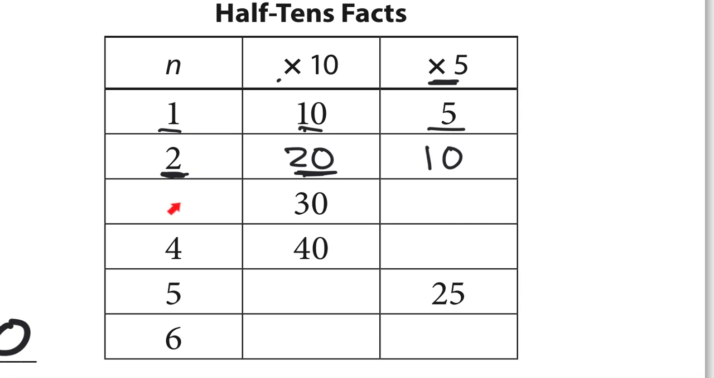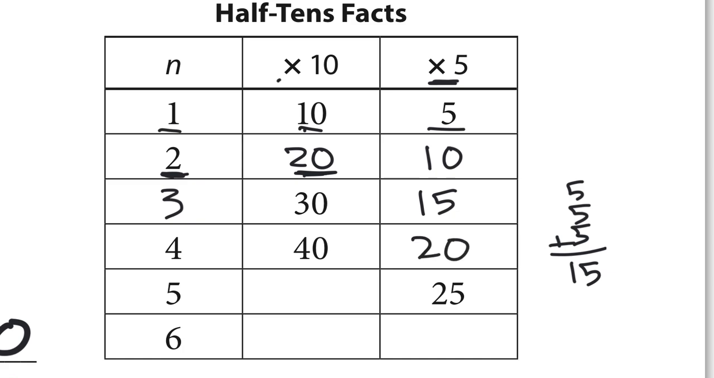So here we go. This number times 10 is 30. Well, 3 times 10 is 30. 3 times 5 is this number cut in half. Half of 30 is 15. And yes, if you did add 5 plus 5 plus 5, you would get 15. This is just another way to solve. 4 times 10 is 40. What is half of 40? 20. You could also say 4 times 5 is 20, and that would be totally fine.